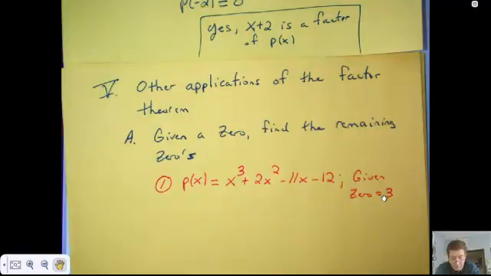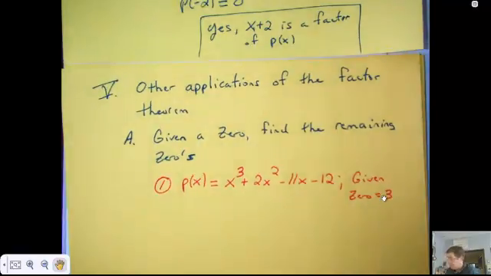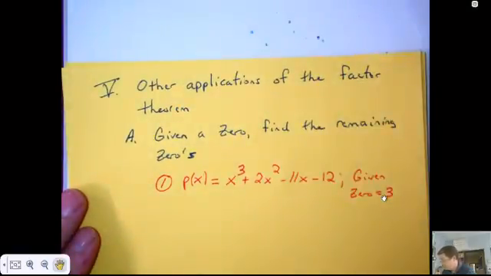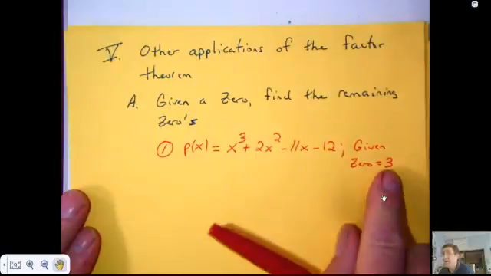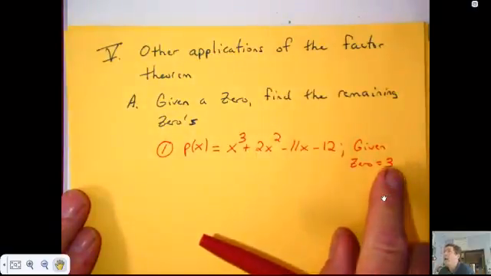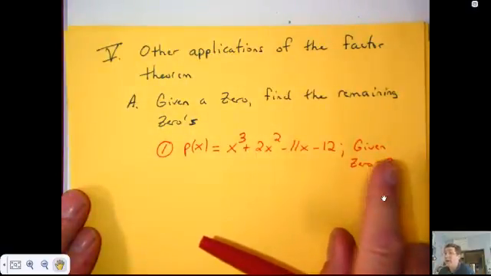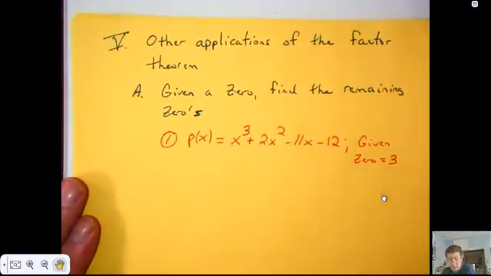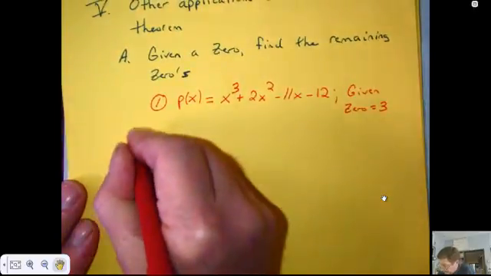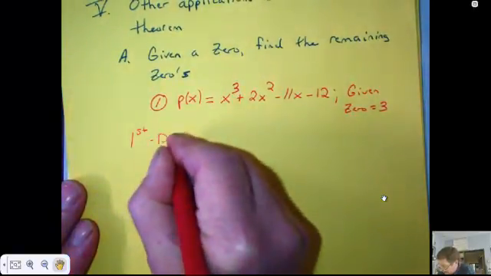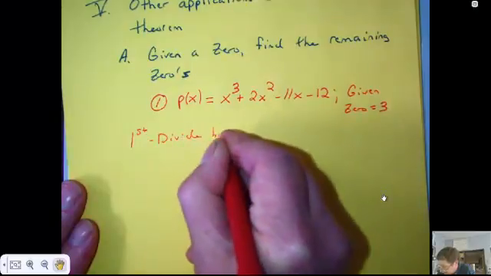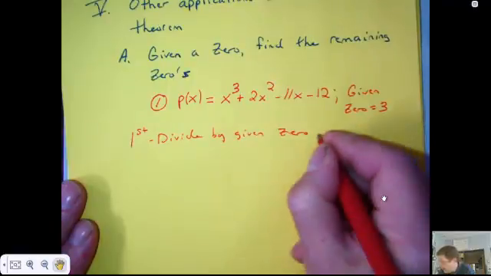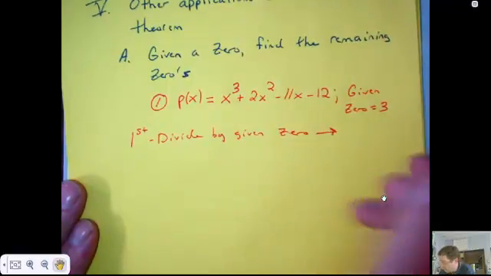Okay, so what's the first step in doing this? Well, yeah, we already have a 0, right? So I can divide by the given 0 and reduce it down to a smaller polynomial, right? So really the first step I want to do is divide by, let's divide by the given 0. And that will reduce it to a lower degree polynomial.